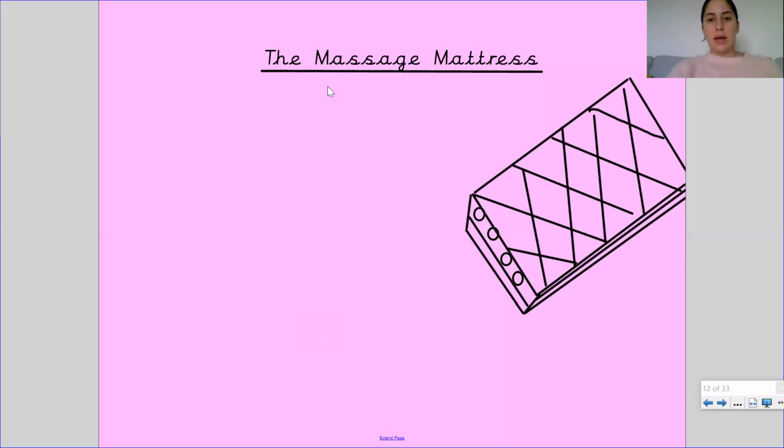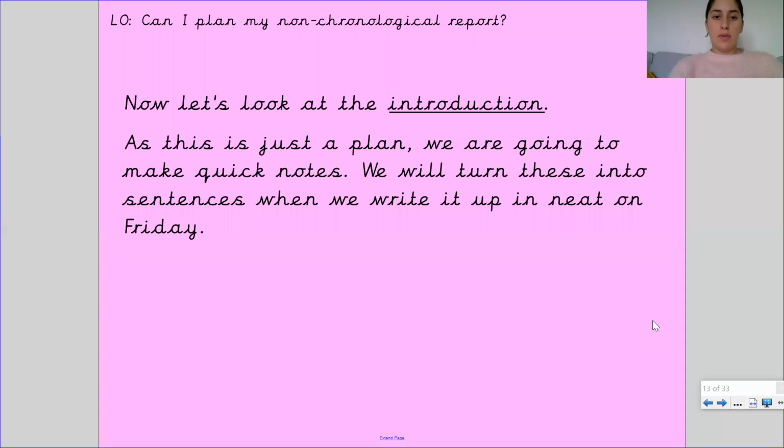Now that we've written our heading and we've drawn a rough sketch of our picture, we're going to move on to the introduction paragraph. So again, this is just a plan, so we're going to make quick notes and bullet points. We will turn these into sentences when we write it up neatly on Friday.